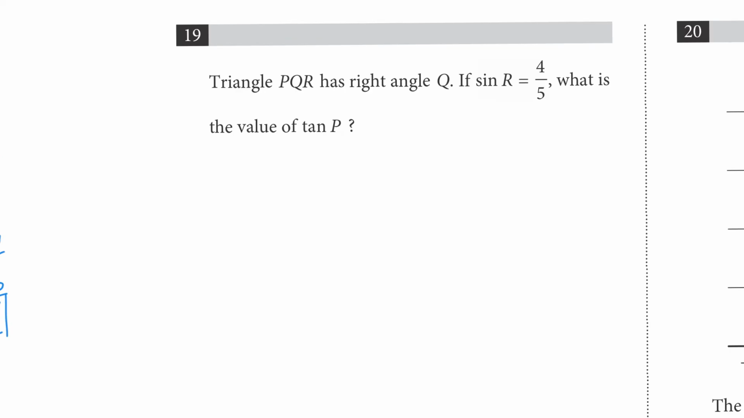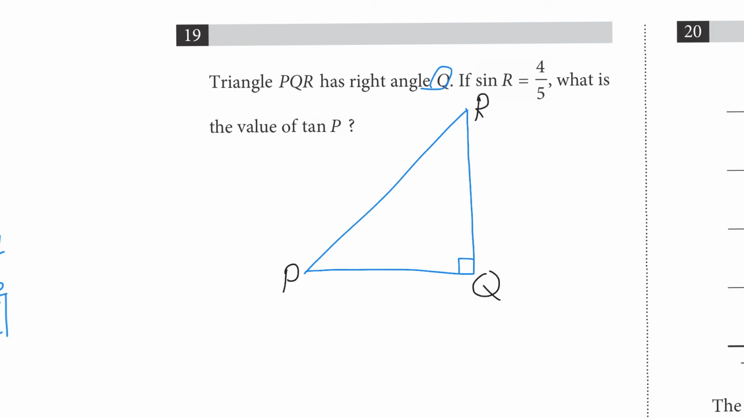Problem number 19, we have a triangle PQR that has a right angle at Q, and the sine of R is given as 4/5. What is the value of the tangent of angle P? So in this problem, it would be very helpful to just draw a little right triangle like that, and it says the right angle is at Q. So we're going to say that this is angle Q, and this could be P, Q, and R. Okay, and we're going to know that the sine of R is given as 4/5.